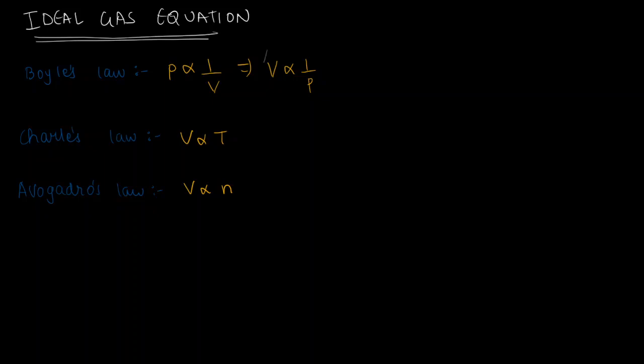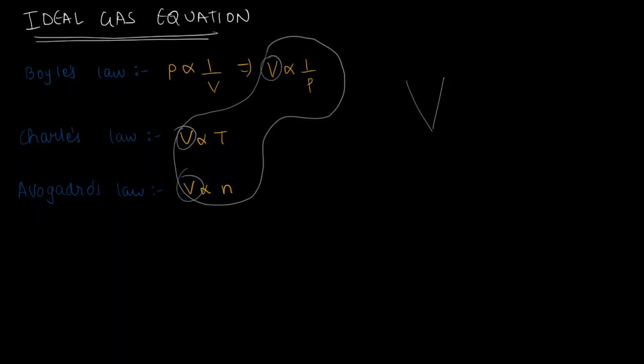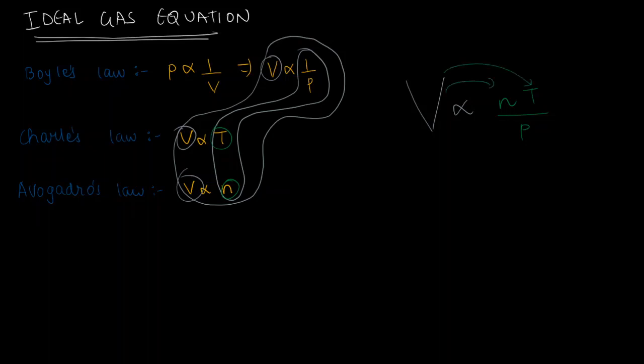What we can do from here is, if you look closely, in all of these three proportionalities, V is on the left hand side, so we can write a big V here. And we can combine all the other right hand sides to form a giant combined gas equation. If you combine that, there will be an N, there will be a T, and there will be 1 over P, so all of this divided by P. This forms from the fact that V is directly proportional to 1 over P, so you write that. V is directly proportional to T, so you write that, and V is directly proportional to N.